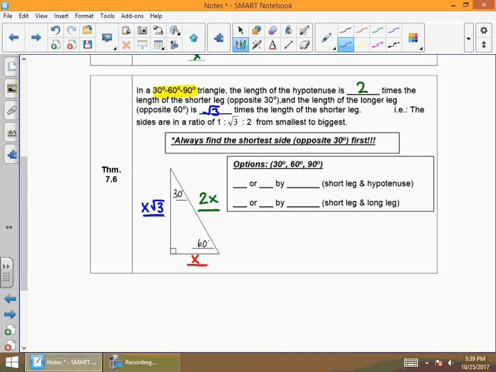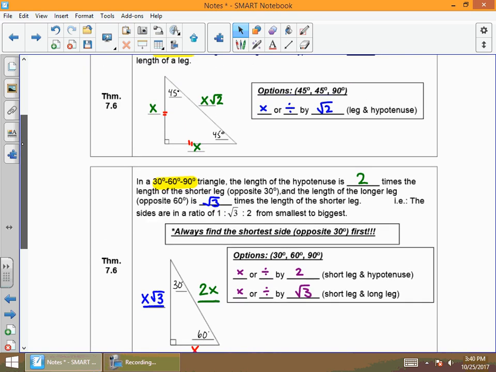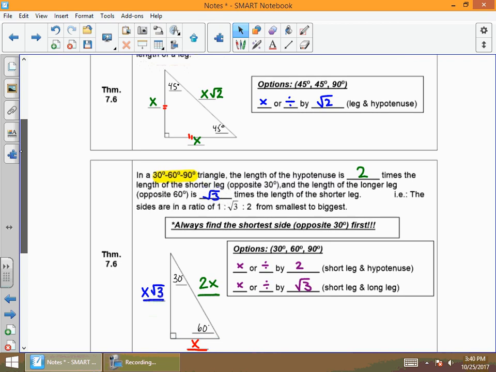If you have the short leg and the hypotenuse, you will multiply or divide by 2. Why? Because the short leg is x and the hypotenuse is 2x, so the scale factor there is 2. If you have the short leg and the long leg, then you will either multiply or divide by radical 3. Again, I will show you how to do all that in the coming part of this video. So, two types of triangles: 45-45-90 and 30-60-90.